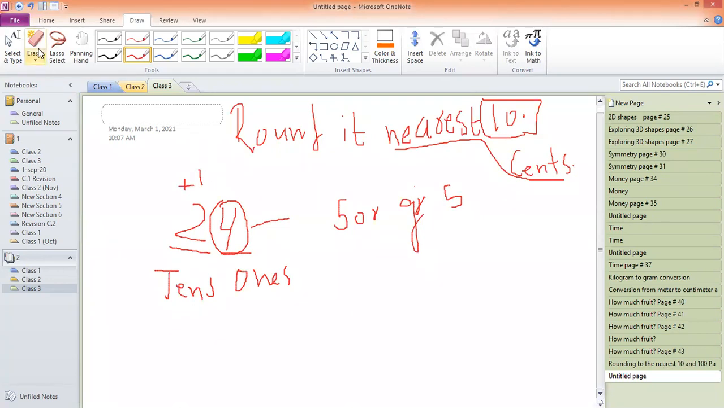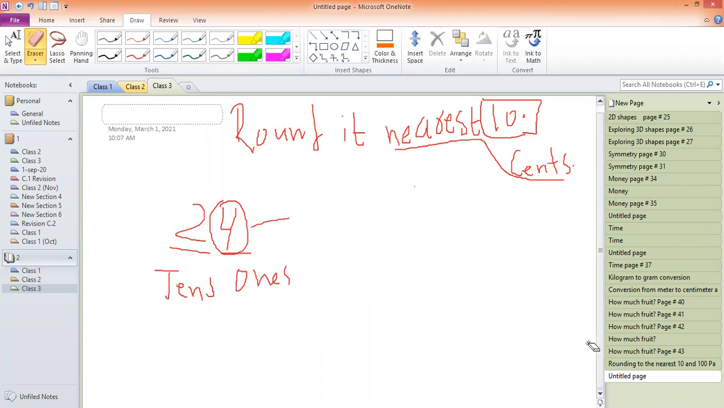If it is less than 5, like 4 is less than 5, you will write the same number on the tens place which was before. And whenever you round off to the nearest 10, the ones should be 0. So it will be 20. How to round off to the nearest 10? Just check the ones number. If it is less than 5, write the same number and add 0 on the ones. If it is 5 or more, add 1 to the tens number and write 0 on the ones place.